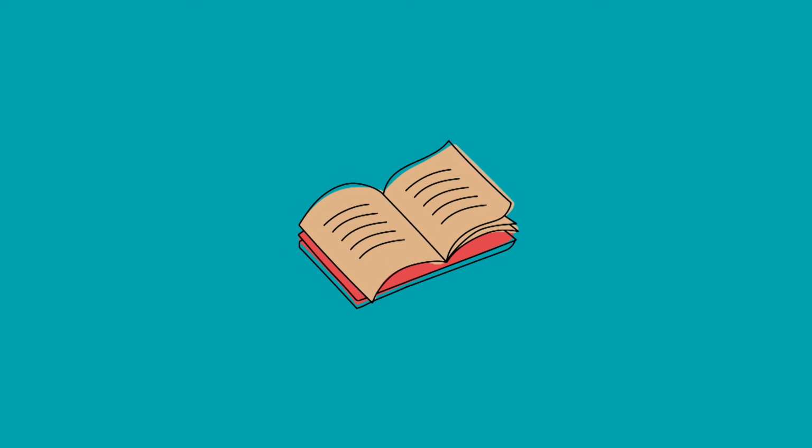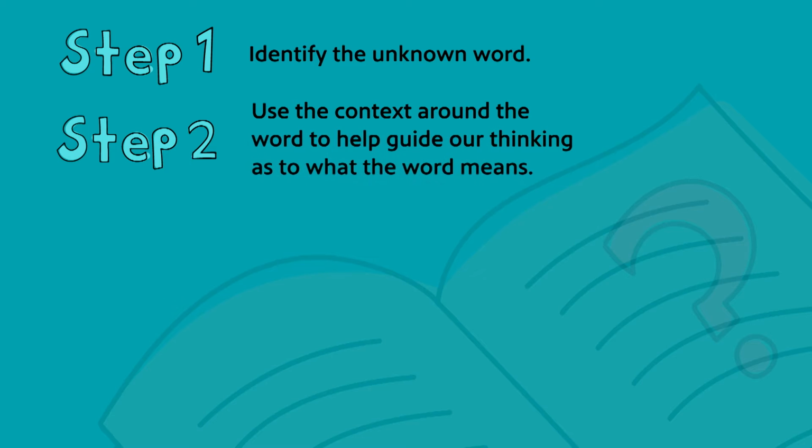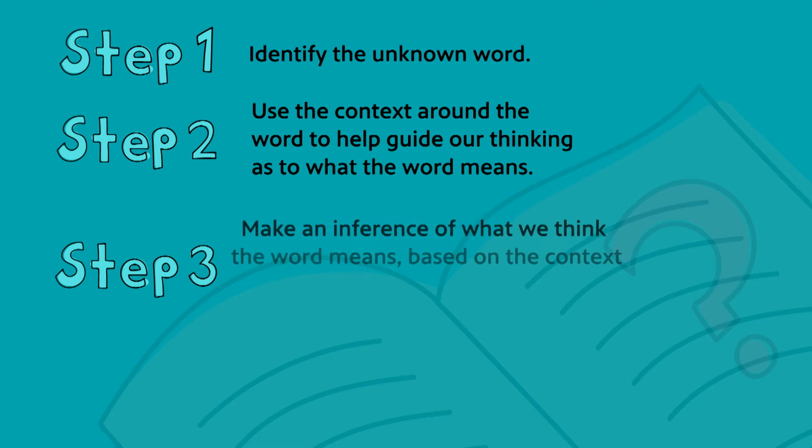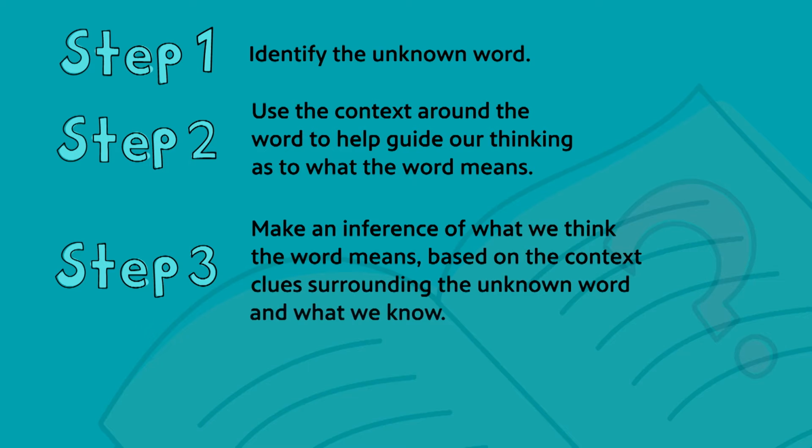When we're reading and we get to a word that we don't know, but the word impacts the meaning of the text, we have to use the context around the word to guide our thinking, helping us figure out its meaning. So the first step is to stop and identify the unknown word. Step 2 is to use the context around the word to help guide our thinking as to what the word means. We want to ask ourselves, what clues can we gather to figure out the meaning? Step 3 is to make an inference of what we think the word means based on the context clues surrounding the unknown word and what we already know.